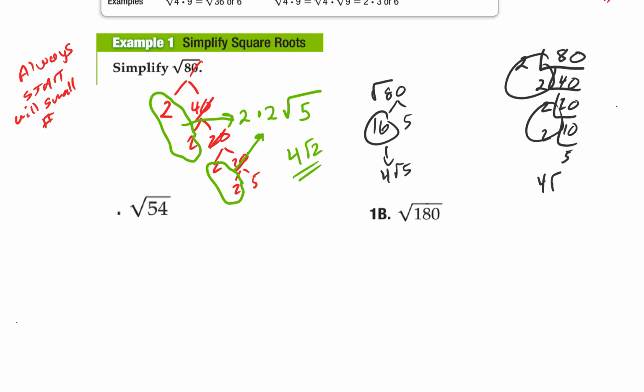2 and 2 is 4, so 4 rad 5. That's the way I actually do it. I don't care which way you do it. If I did the factor tree, I'd just use small numbers like I do here. Or if you're a pro, you skip ahead. So we're going to practice with a couple more here.